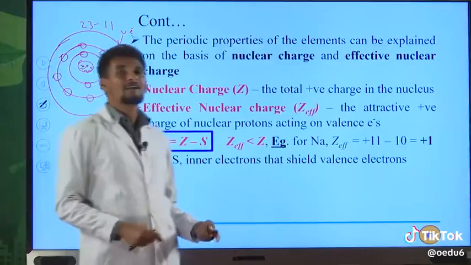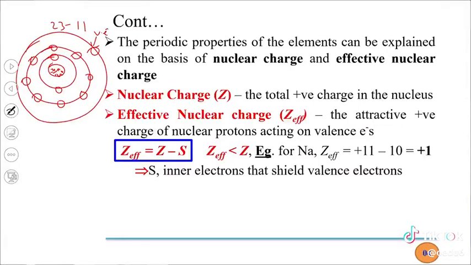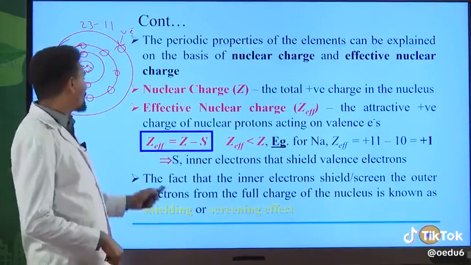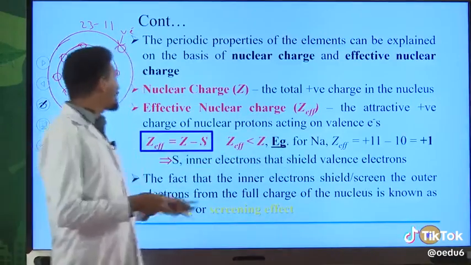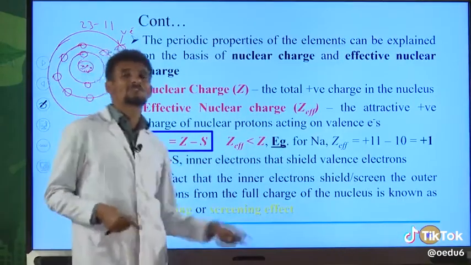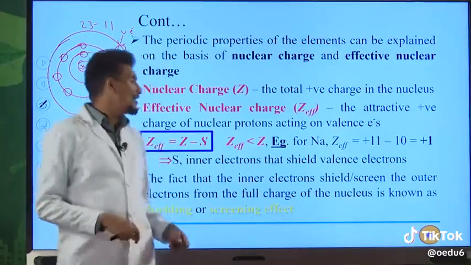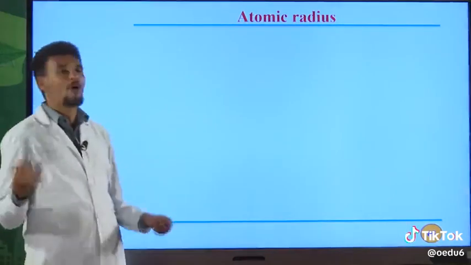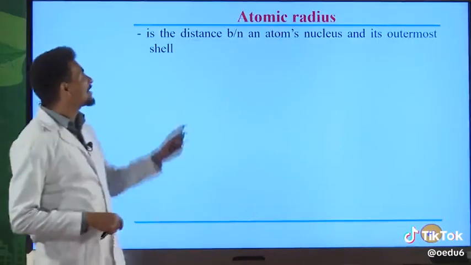Not only that, down the group, from top to bottom, nuclear charge increases, but effective nuclear charge is the same. S is the inner electrons, and the outer shell holds the valence electrons. The fact that the inner electron shells screen the outer electrons from the full charge of the nucleus is known as the screening effect or shielding effect. Therefore, we can explain these periodic trends, or periodic properties, based on nuclear charge and effective nuclear charge.